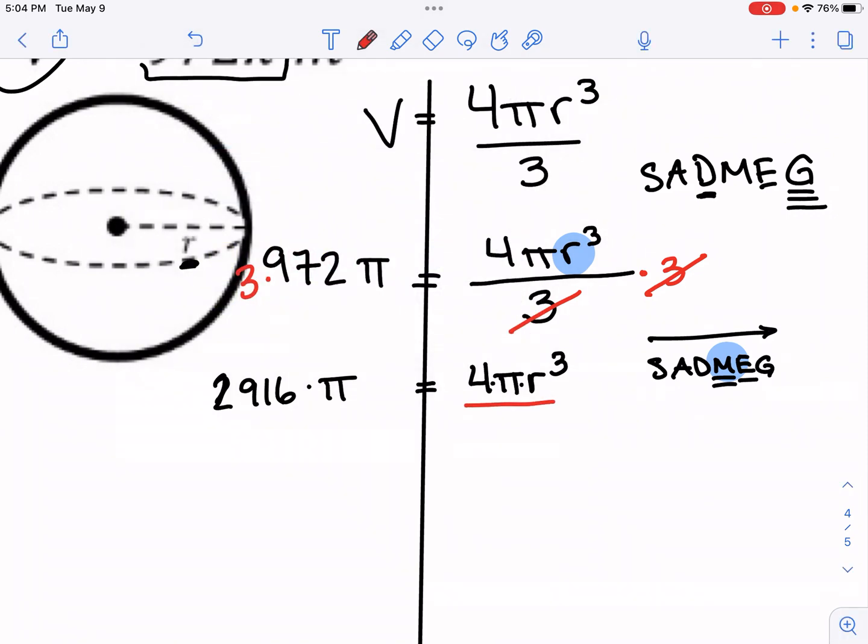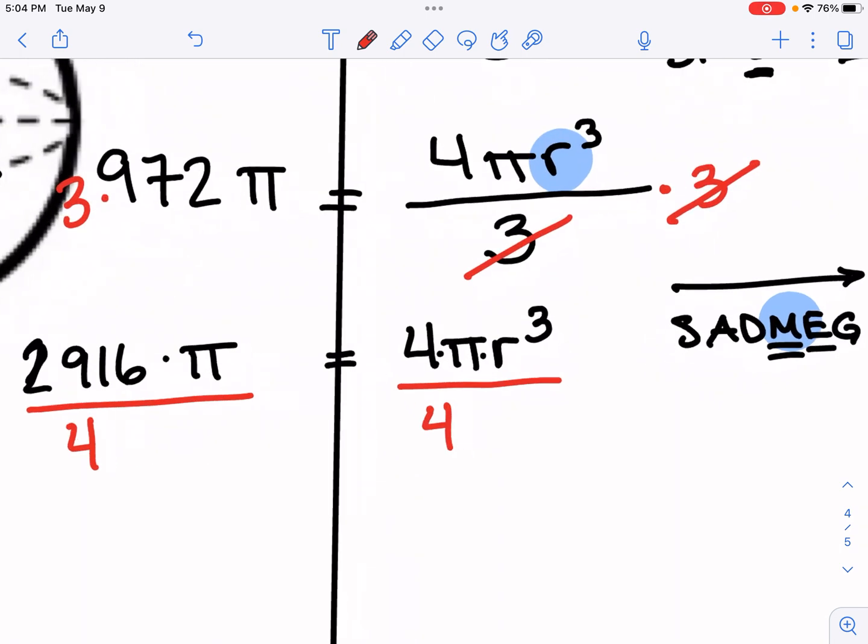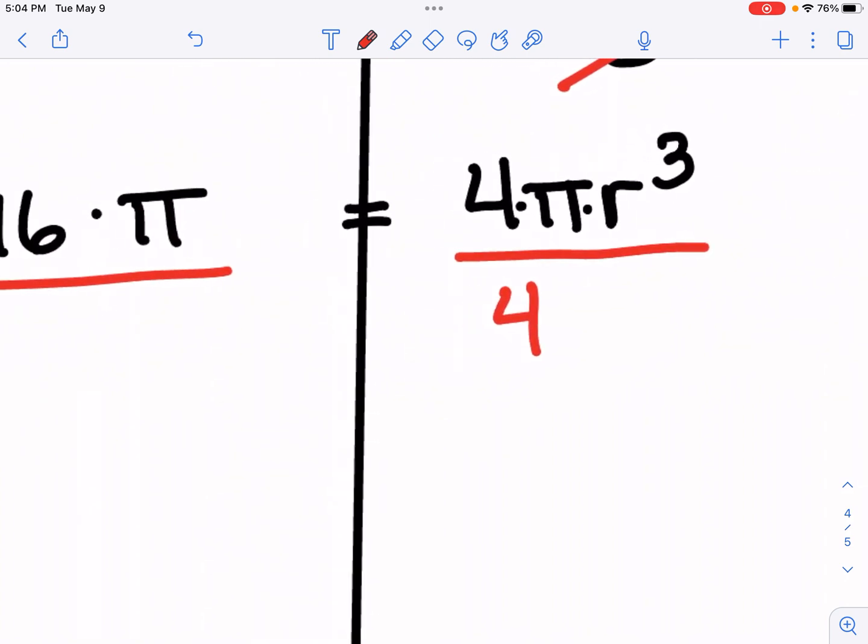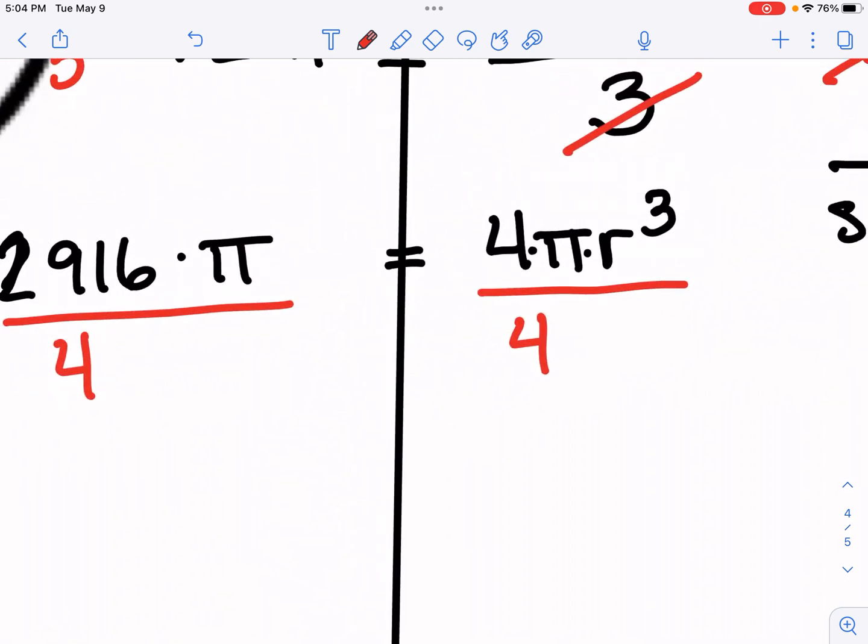So to undo multiplication, we're going to divide. I'm going to divide by 4 to both sides. And you're welcome to stop at that point. Just divide both sides by 4, see what you get. But for me, I prefer to be a little bit more efficient and combine two steps into one. We're going to divide both sides by 4 pi.